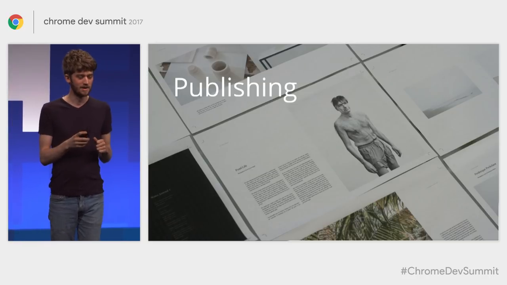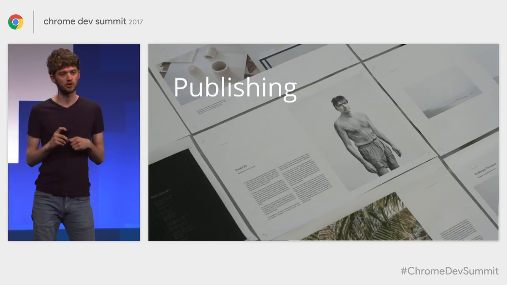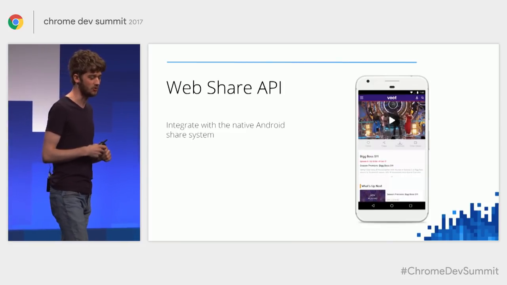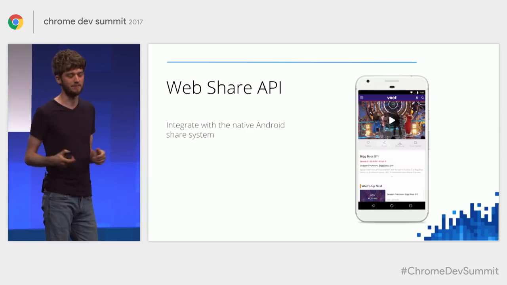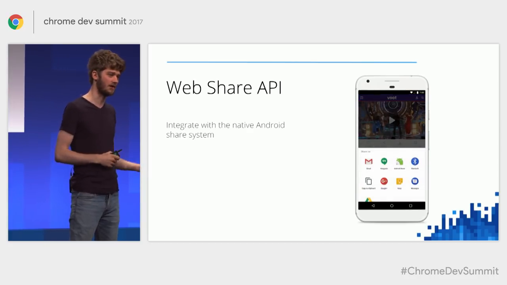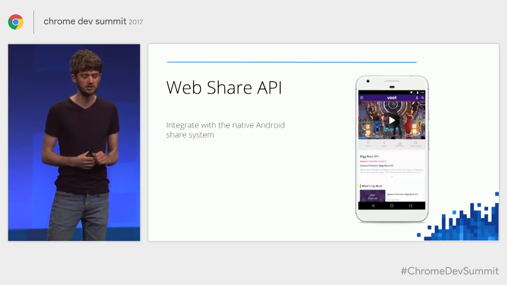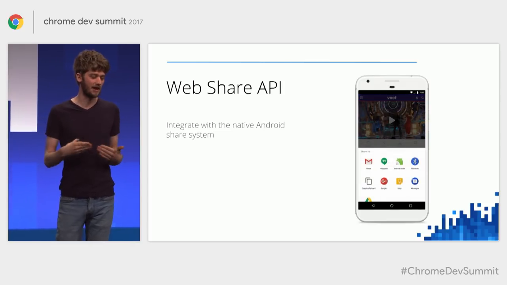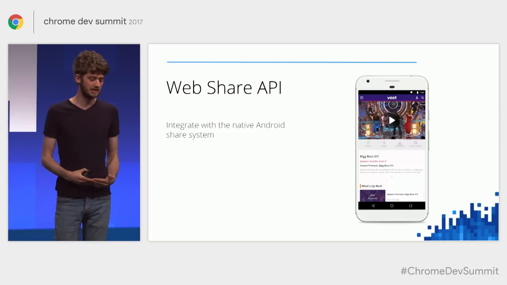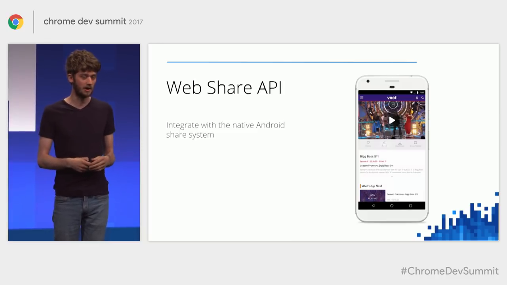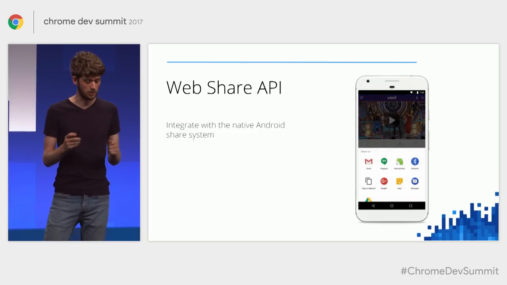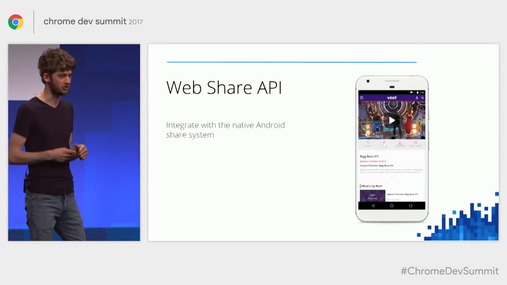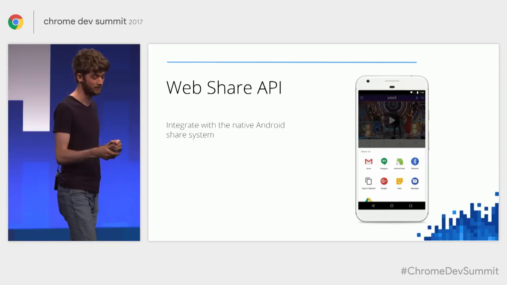So now I want to turn from social and talk about publishing a little bit. One of my favorite new APIs that you can use in publishing is the Web Share API. Obviously, having users sharing articles and content is really important. With the new Web Share API, you can integrate directly with the native Android sharing system. Here you can see a GIF of Voot's progressive web app running in the browser. When the user taps the Share button, it shows the native Android Share dialog, just like you'd expect.